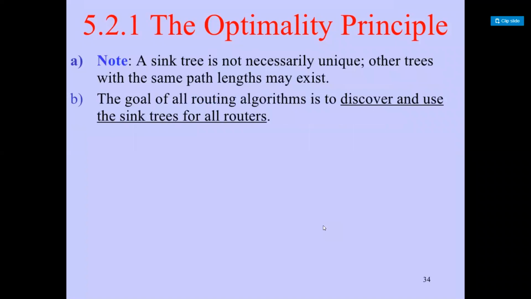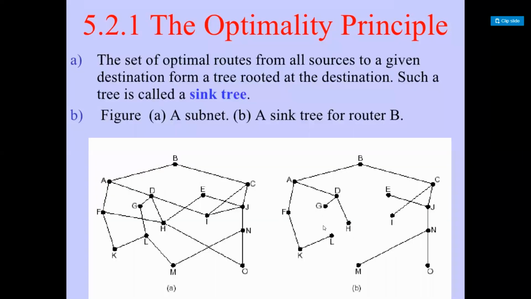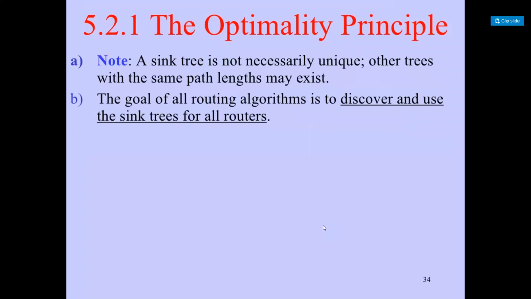Now, a sink tree is not necessarily unique. This is the sink tree for router B. If it is router A, it is different. A sink tree is not necessarily unique. Other trees with the same path lengths may exist.